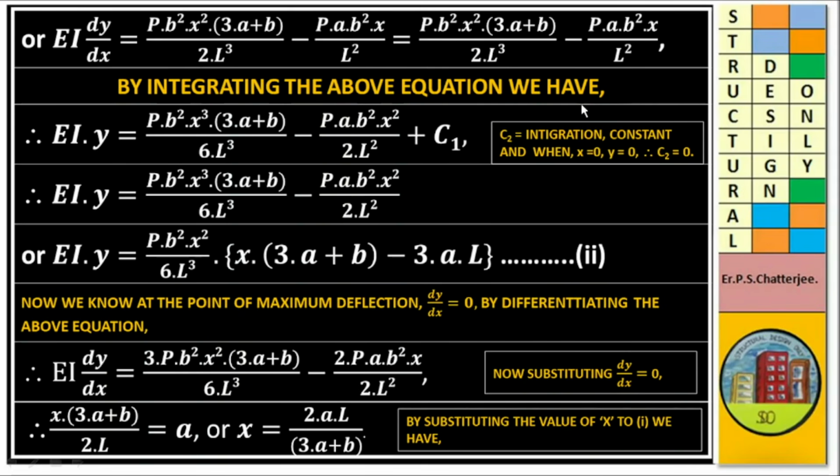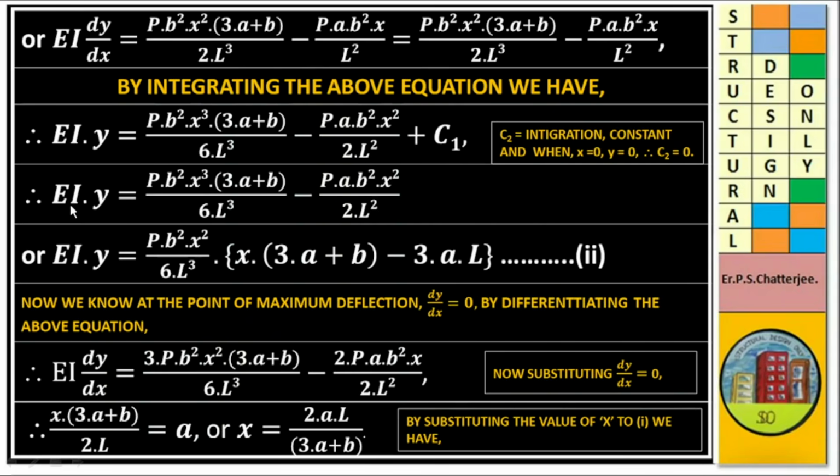By integrating the above equation, we have EIy is equal to P B square into x cube into 3A plus B by 6L cube minus PAB square x square by 2L square plus C1. Sorry, it should be C2, an integration constant, and when x is equal to 0, y is equal to 0, so C2 is equal to 0. We have to consider this as C2. By mistake, I have written C1 here.